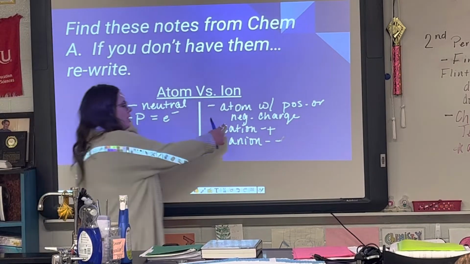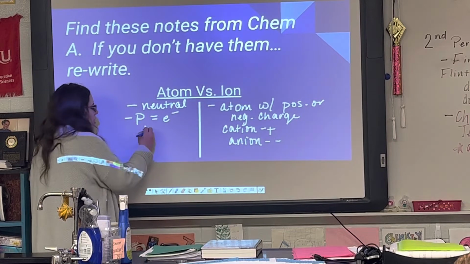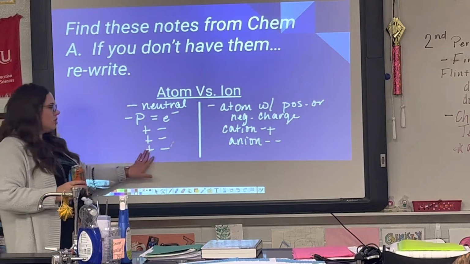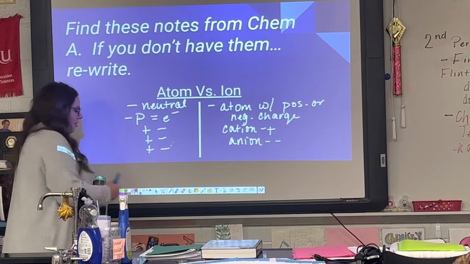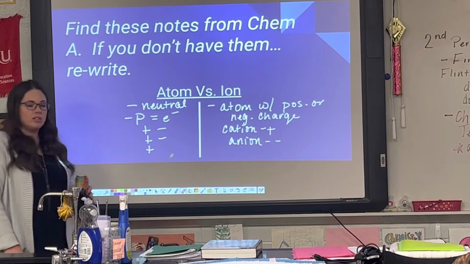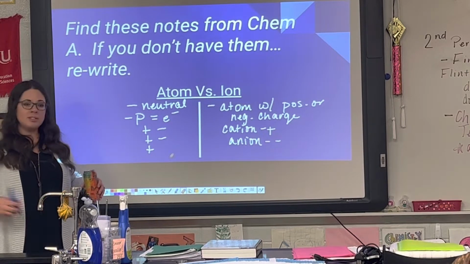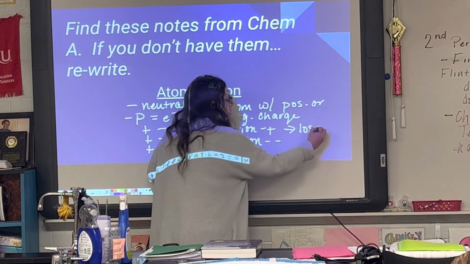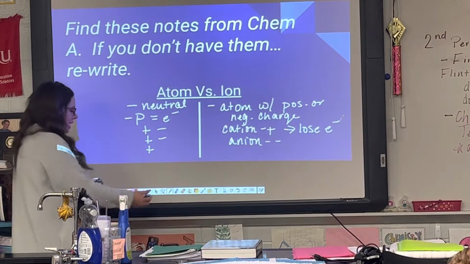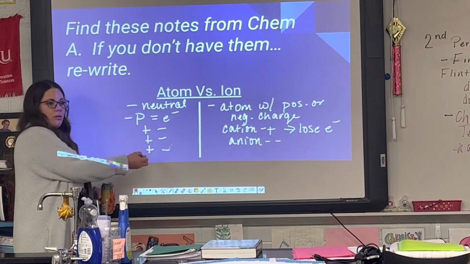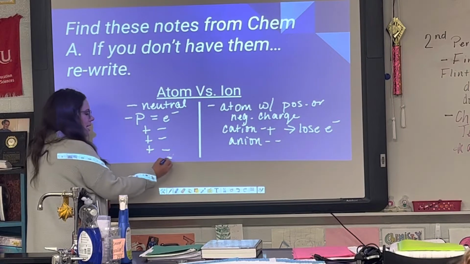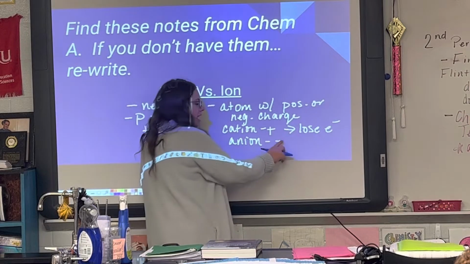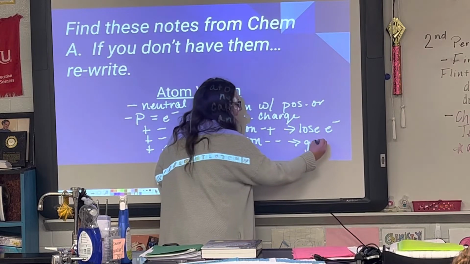Alright, so let's go back to over here. So if I have 3 protons and 3 electrons, I'm neutral because all my positives are being canceled out with a negative. So if I lose one of these electrons, what's my charge now? Positive, positive 1. So to become a cation, it's going to lose electrons. Alright, so if I go back to being neutral, 3 protons, 3 electrons, and I gain an electron, now what's my charge? Negative. So if I'm an anion to have a negative charge, I'm going to have to gain electrons.